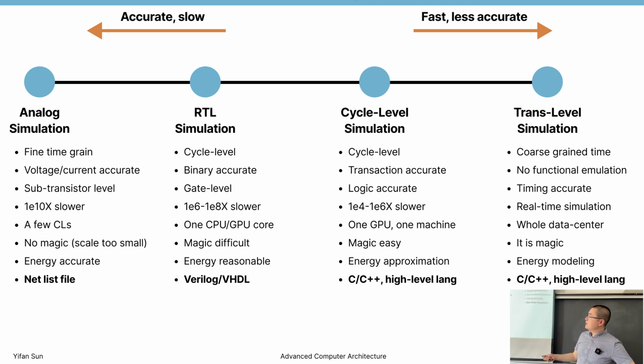In terms of performance, we say on that side is slow, on this side is fast. So that's my personal experience about how slow they are. And analog simulation can actually be even slower than this one. It's 10 to the 10 times slower.